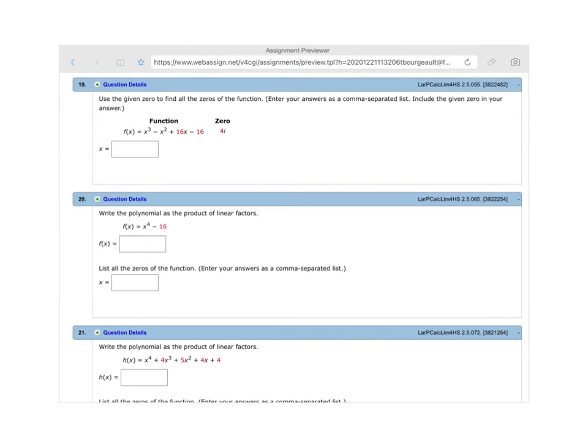All right, number 20, 21, and 22. Here we go, number 20. Write the polynomial as a product of linear factors. So again, this will factor into x squared plus 4 and x squared minus 4. This will factor even further into x plus 2i, x minus 2i, x plus 2, x minus 2, and then the zeros, therefore, are negative 2i, positive 2i, 2, and negative 2.